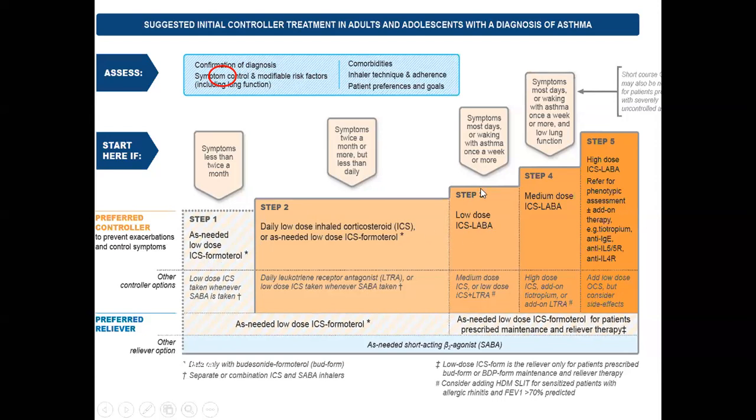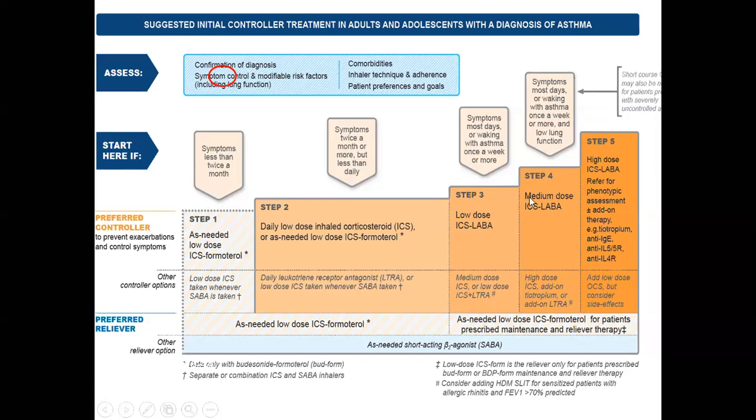And step 3 is you are going to add long-acting beta-2 agonists along with the low-dose inhaled corticosteroids. And step 4 is medium-dose inhaled corticosteroids along with the long-acting beta-2 agonists.